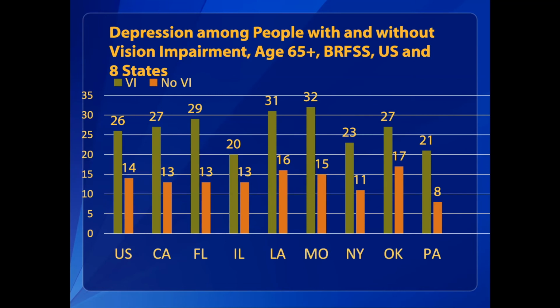Okay, and now this just shows the prevalence of depression at the state level. Again, I just want you to see the variability. Among people without vision impairment, Pennsylvania is the lowest at 8%. Louisiana is the highest at 16%. But among people with vision impairment, it ranges from 20% to 32% in Missouri. So in Illinois, 20% of older people with vision impairment report depression. A third of people in Missouri, almost a third of people in Louisiana report depression. And again, we can tell the story. We can figure that out. Next slide.